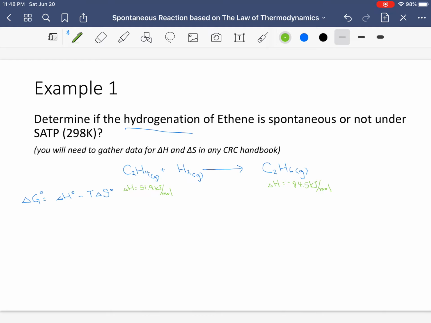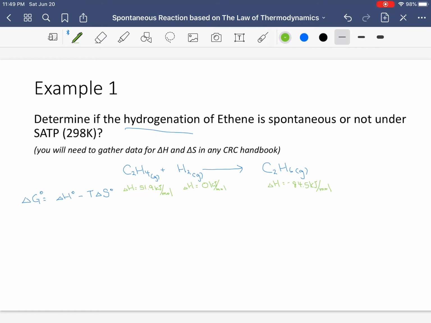Okay, hydrogen is a diatomic molecule. Anybody remember what the enthalpy is for a diatomic molecule? Now, if you don't remember, don't worry about it. I'm not quizzing you or anything. It's going to be 0. Okay, 0 kilojoules per mole.